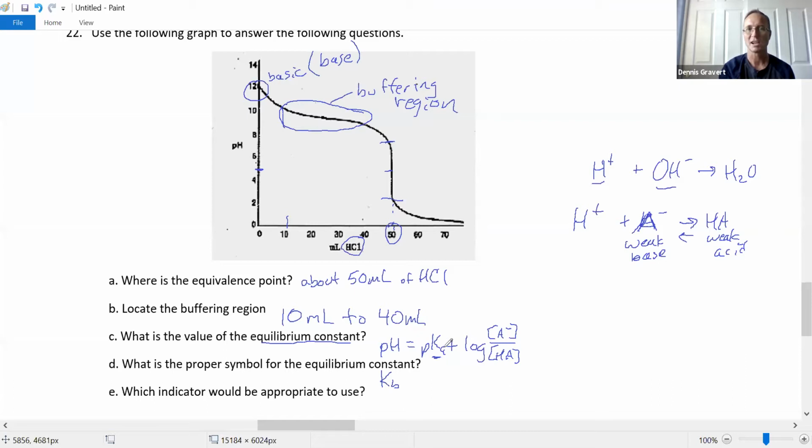So we're going to have to change the Ka to the Kb. We can do that. Let's find the Ka first. So the pH and the pKa, we also need to know these concentrations. Okay, what's cool with the titration curve is at the equivalence point, that's where we said moles of base equals moles of acid.